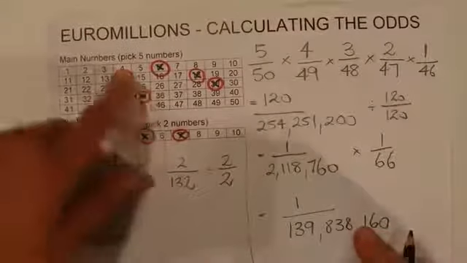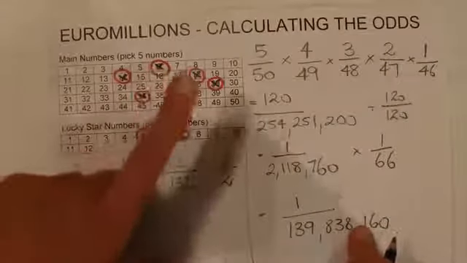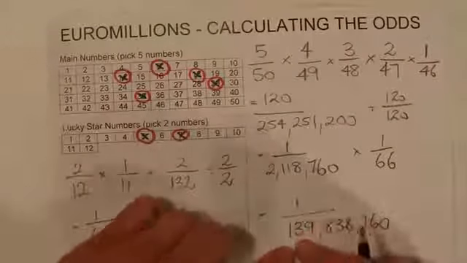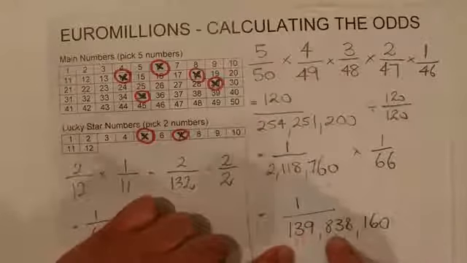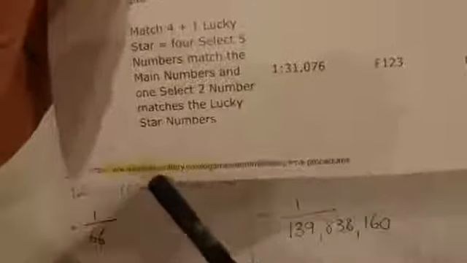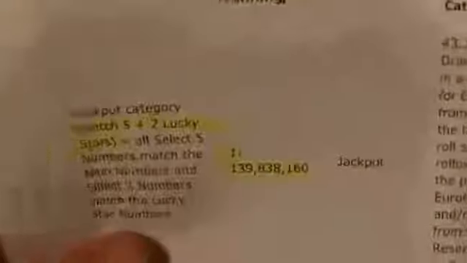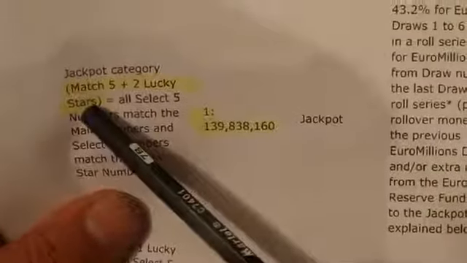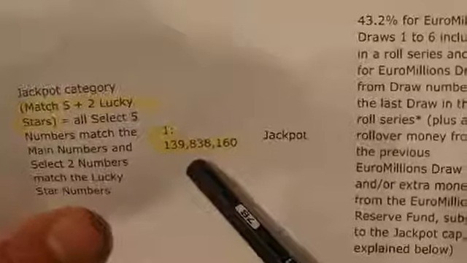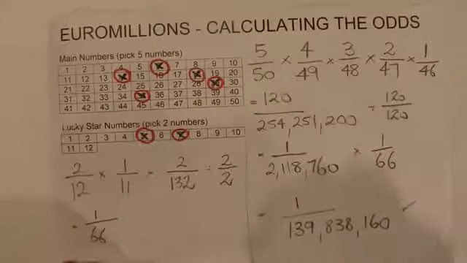So the odds of correctly picking, for one coupon, 5 numbers out of 50 and 2 out of 12 is 1 chance in 139,838,160. And I've printed out from the Euro Millions page on the UK Lottery website, where they show that matching 5 numbers plus 2 lucky stars is 1 chance in 139,838,160, which is exactly the number that I've got down here.